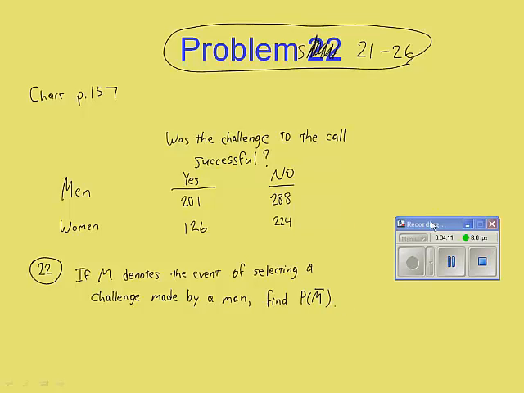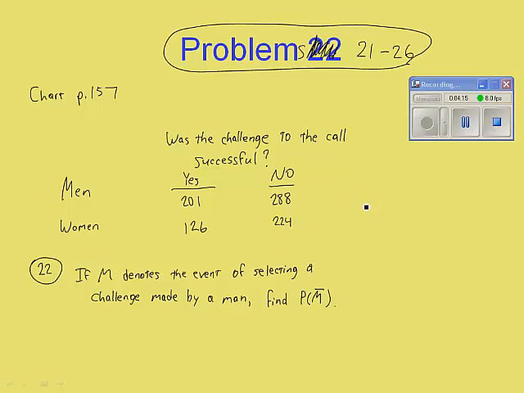Okay, so I'm going to introduce some notation here. It'd be nice to know, first of all, that we have data here. If I want to compute a probability using classical probability, you know what I'm going to do first, before we do 22? I'm going to compute the probability of M, where M is the event of selecting a challenge made by a man. Now remember, my formula for classical probability is the size of the event over the size of the sample. How do I get the size of this sample? How much data do we actually have? I have to add all those numbers up, right? Yeah, because they didn't do it for me. So I guess I have a little work to do.